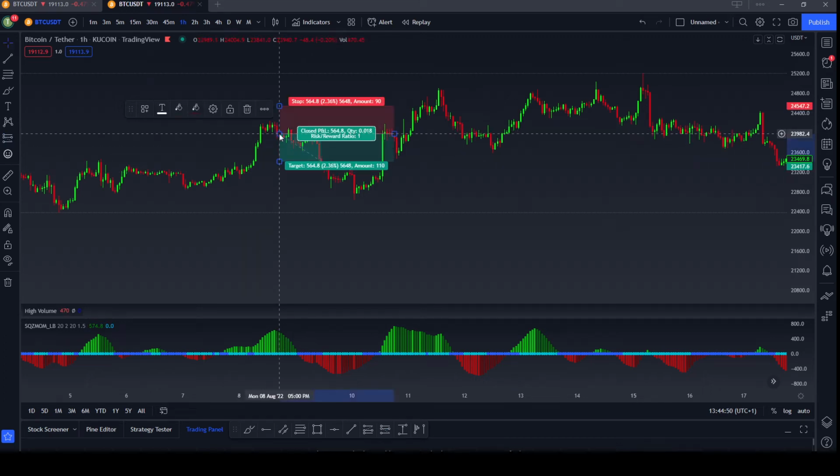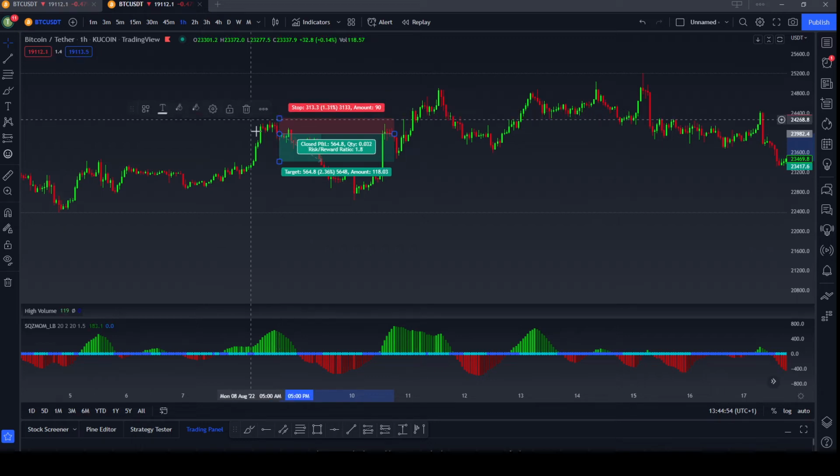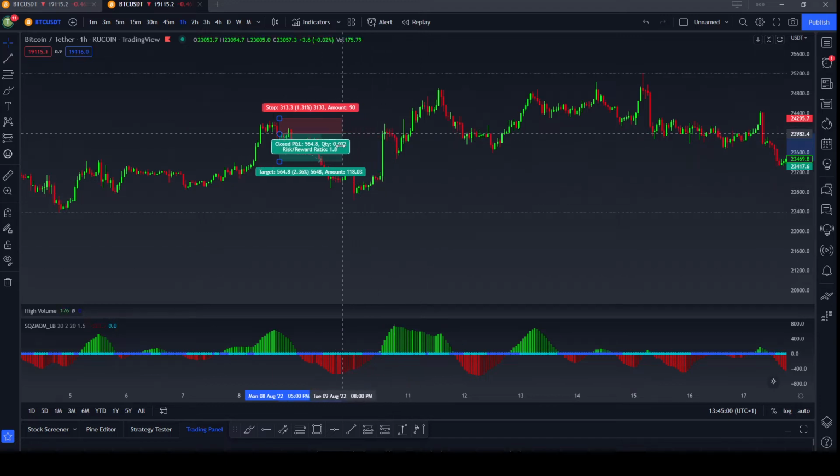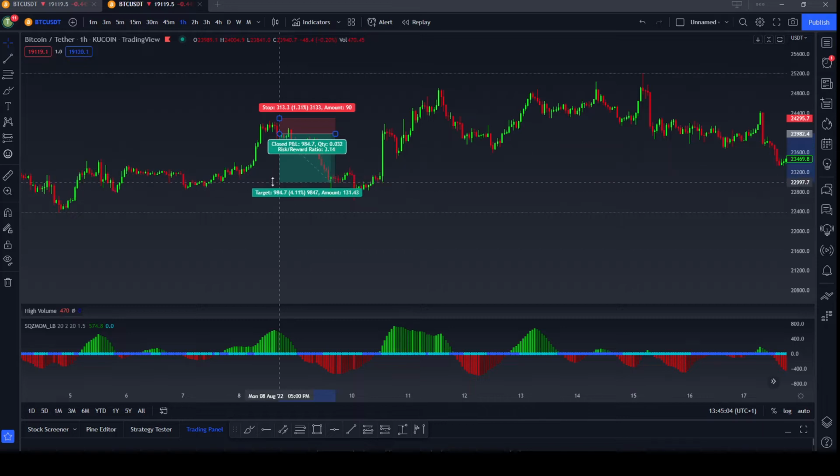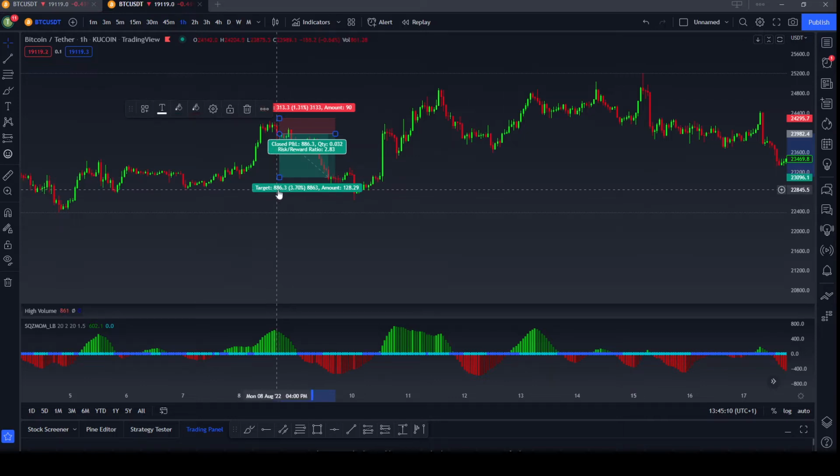Would have got in round about here. Don't know what your stop would have been, maybe just above this area here. And we would have got out on this candle here. So let's just bring that in and bring this down to that area. So it would have stopped, let's see, about there. Would have been an 886 point move, about a 2.8 risk to reward ratio. Would have been quite a nice one.